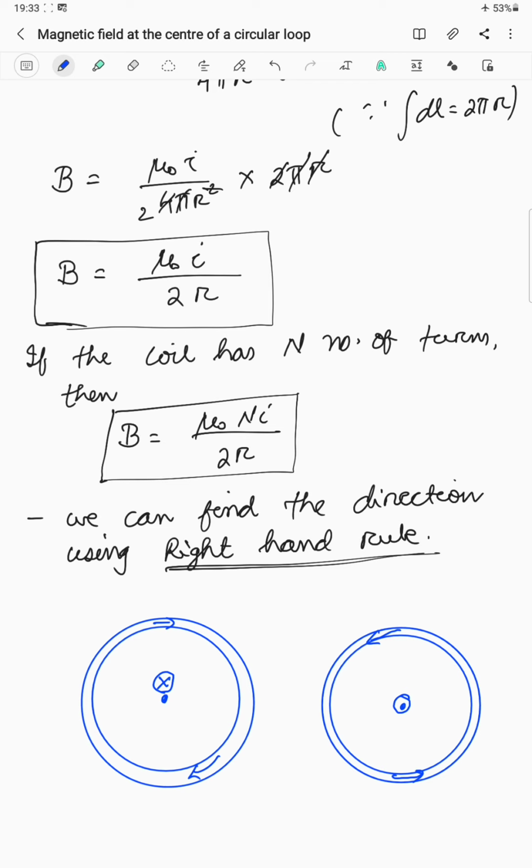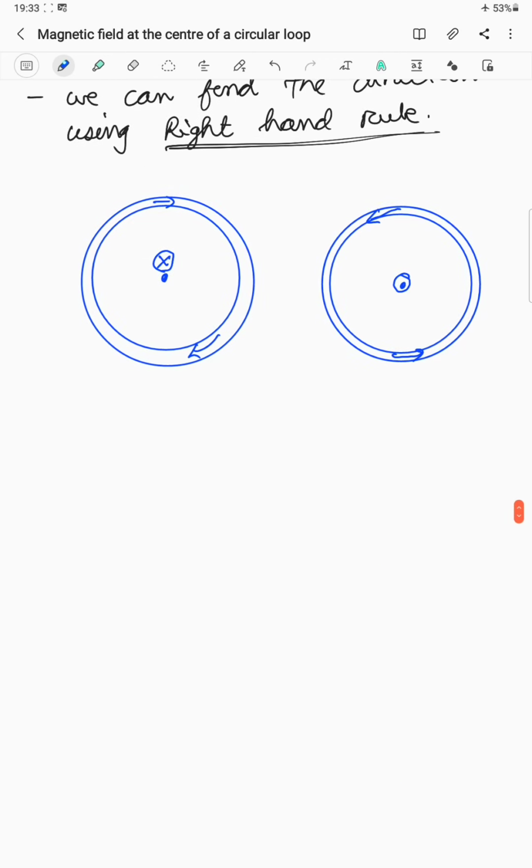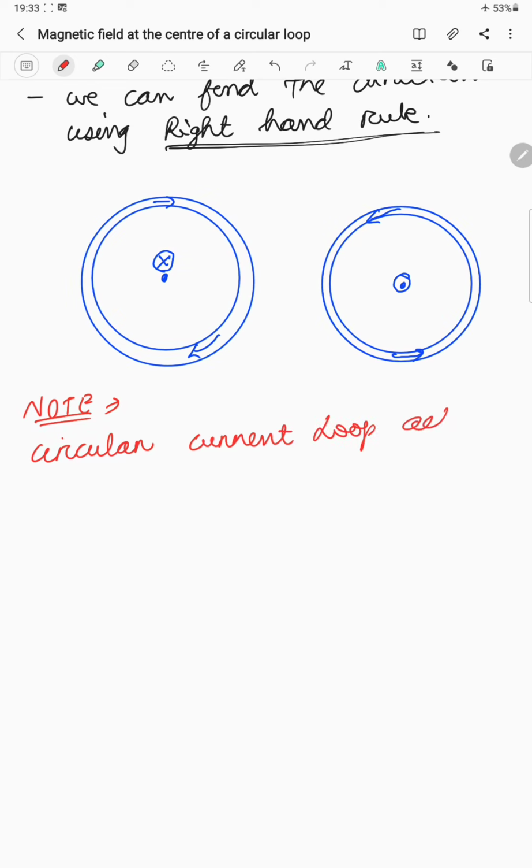Okay. Now if you see here, a very interesting thing comes out of this. If you make a note here, a very interesting thing comes, that your circular current loop acts like a bar magnet. It acts like a bar magnet. So let us see how it is.